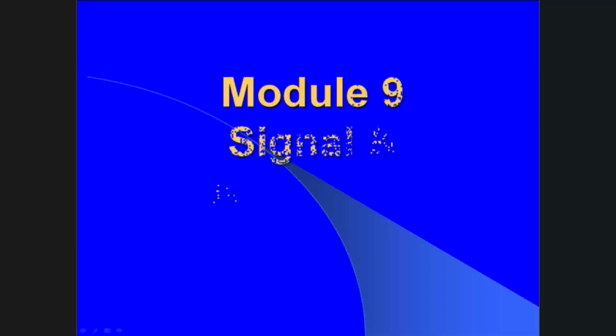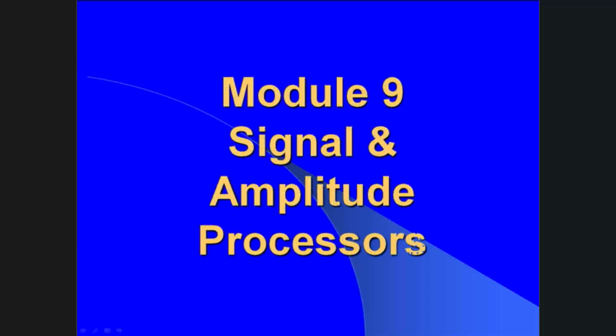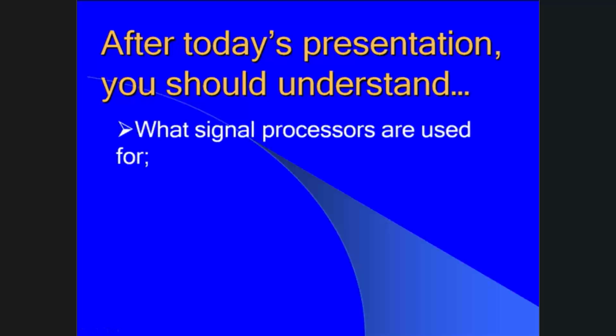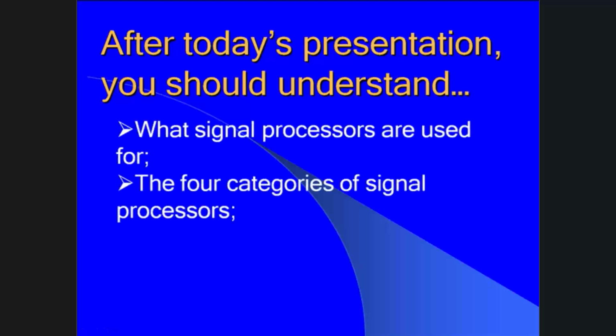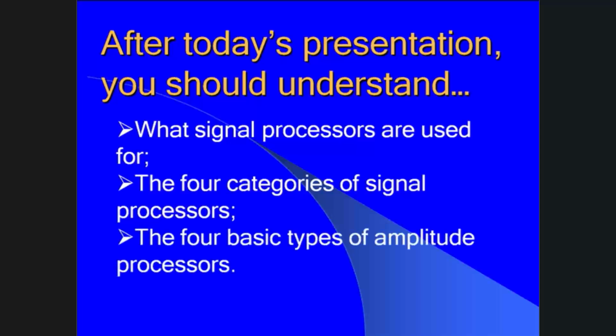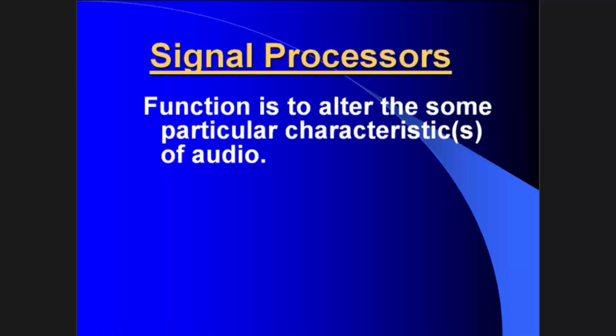Welcome to Module 9A, Signal and Amplitude Processing. After this presentation, you should understand what signal processors are used for, the four categories of signal processors, and the four basic types of amplitude processors. The function of signal processors is to alter some particular characteristic of audio.